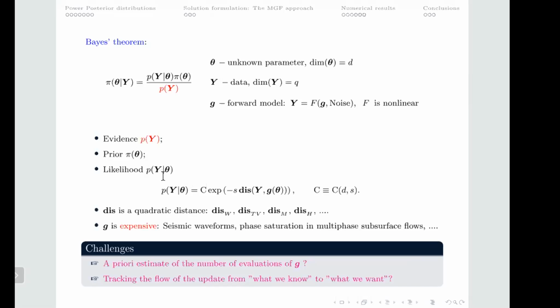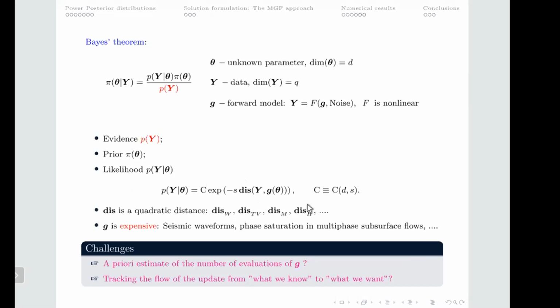That is actually where we confront the data with the model, and we consider the following general form of it, where the constant c depends on the dimension of the parameter, but also on another parameter s that quantifies the dispersion of the measurement error. The misfit inside the exponential function is a distance that can be a Wasserstein distance, total variation distance, L2 weighted distance, or also Hellinger distance.